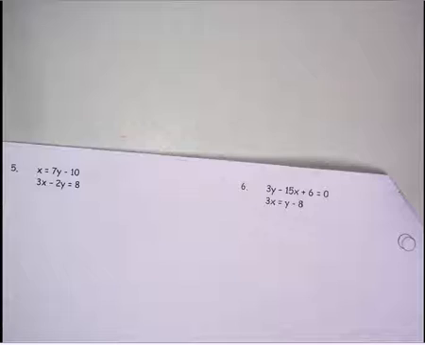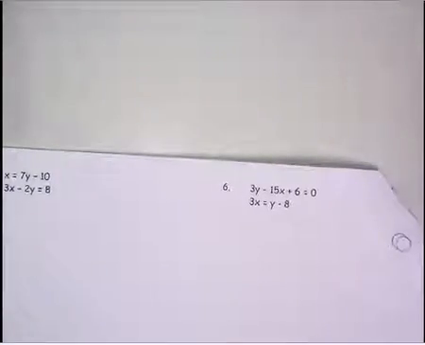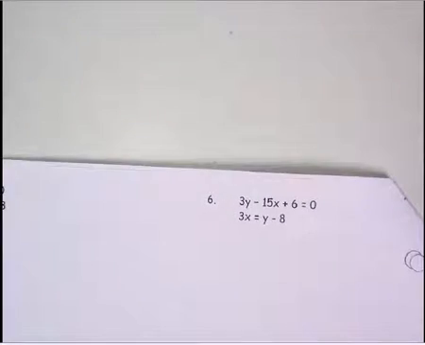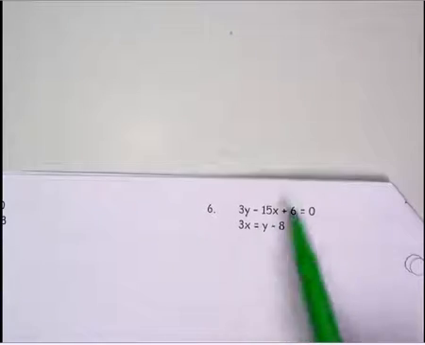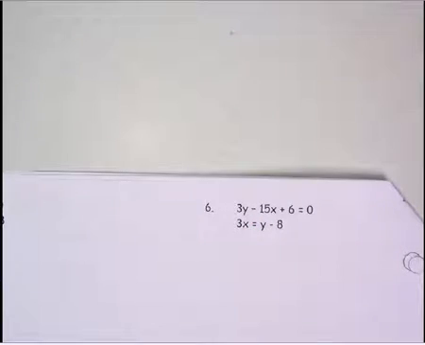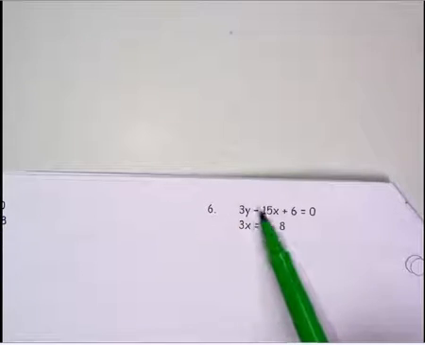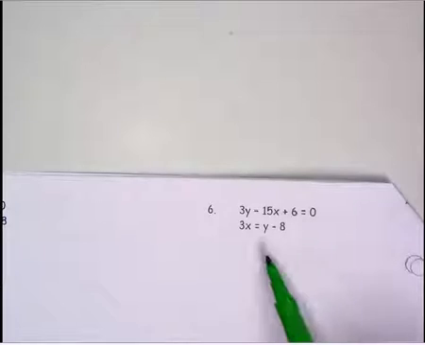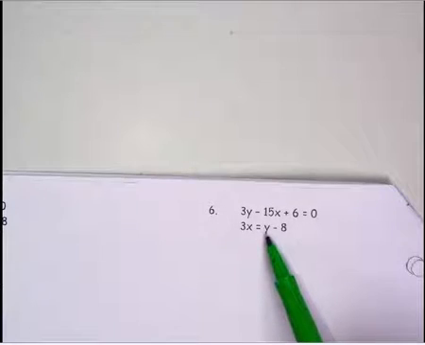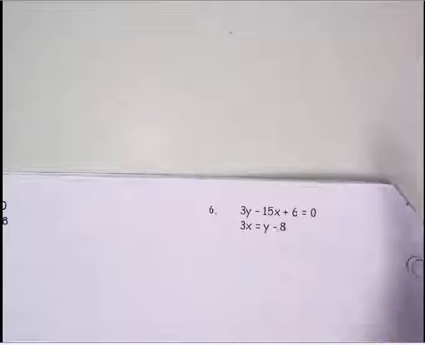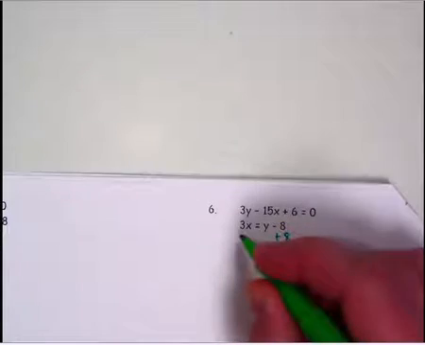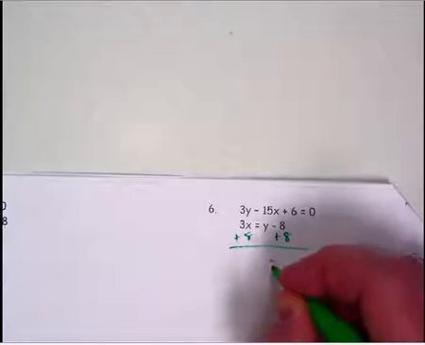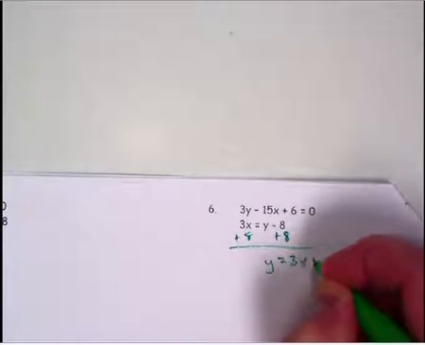I will model number 6, even though I think that was one of the ones you were asked to do. But I know that a lot of times number 6 bothers people. So there's two ways to look at this one. I don't see any variables completely alone. I do notice on the top equation everything divides nicely by 3. But I also notice on the bottom equation that y is almost by itself. I just have to get rid of that minus 8. So if I added 8 to both sides, I would get y equals 3x plus 8.